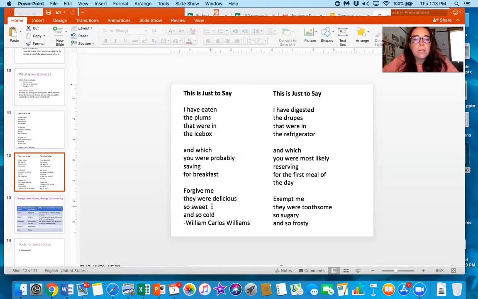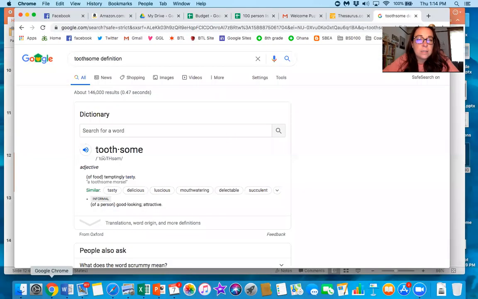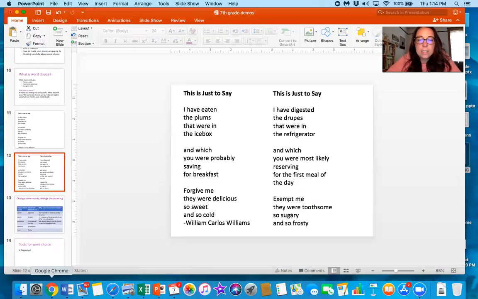Forgive me, they were delicious, so sweet and so cold. Exempt me, they were toothsome, so sugary and so frosty. Okay, we know toothsome because of our definition. It means temptingly tasty. So delicious, tasty, toothsome, they all mean the same. But when I see sugary after toothsome, I don't know why, I'm thinking of cavities. Is that the energy that you want to give in your poem, right? This is why you have to be very specific.